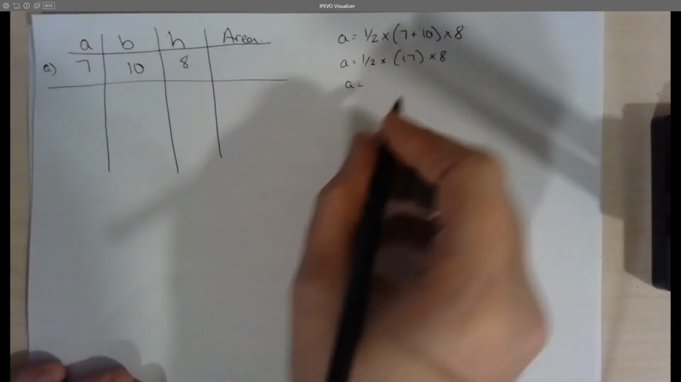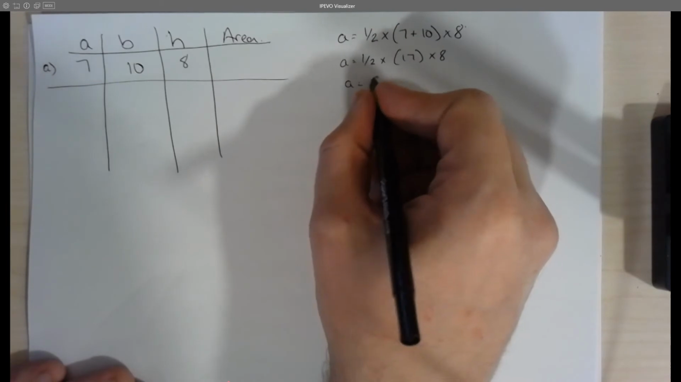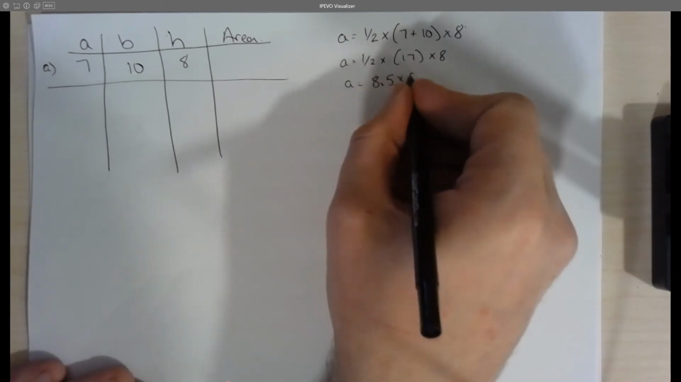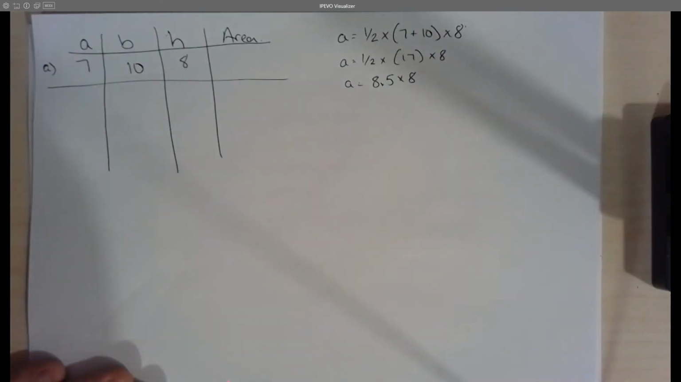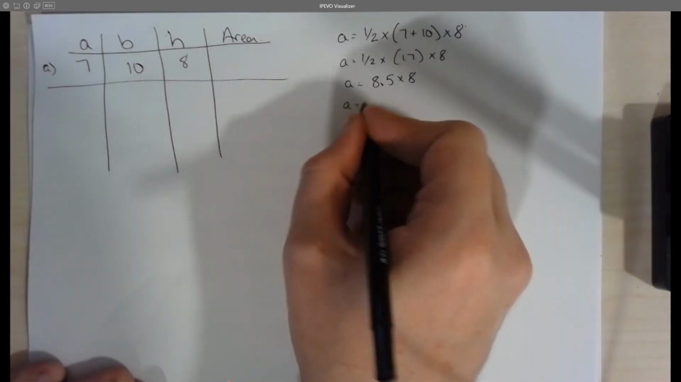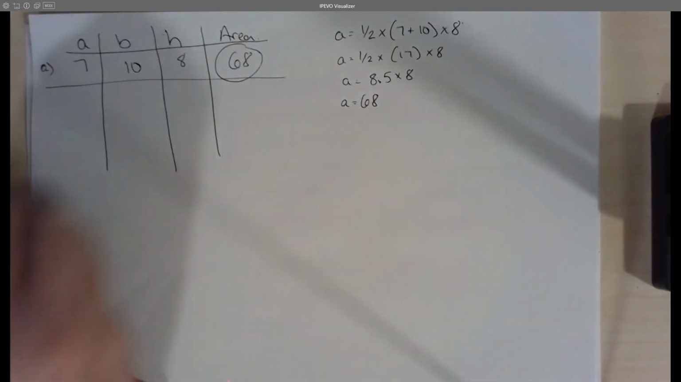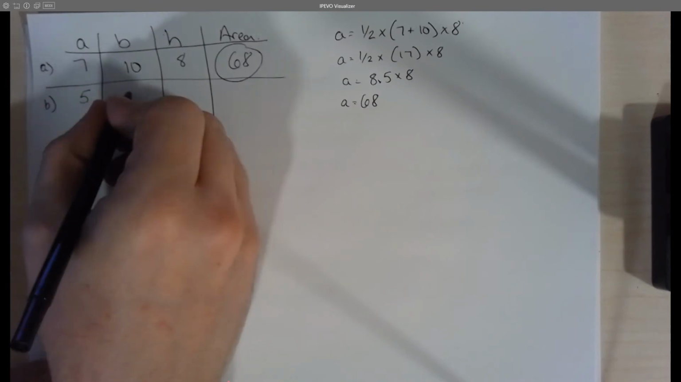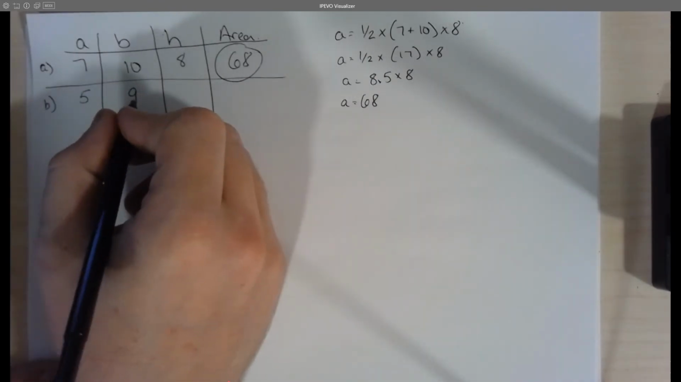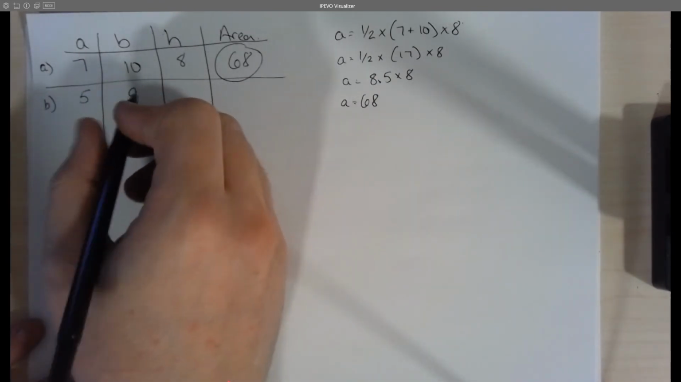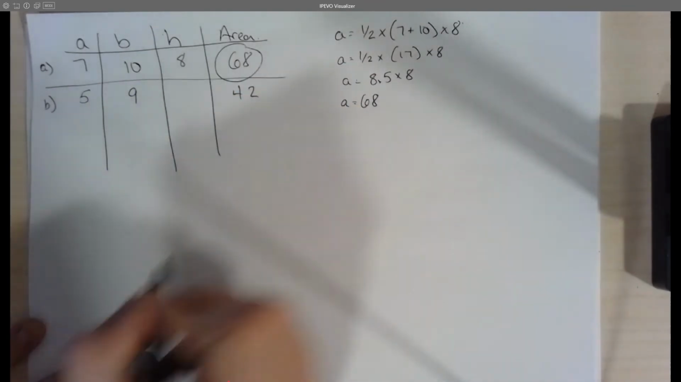Now a half of 17 is going to be 8.5 times 8. 8.5 times 8 is going to give us an area of 68. So that's the missing value in part A. Part B is where it starts getting a lot trickier. We see that this is 5 and 9, so we know our two bases. We don't know our height, but we know there's an area of 42.